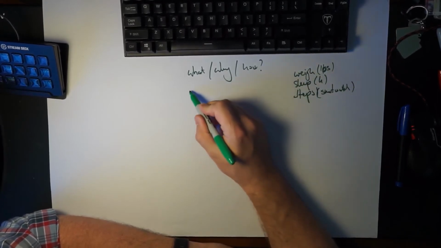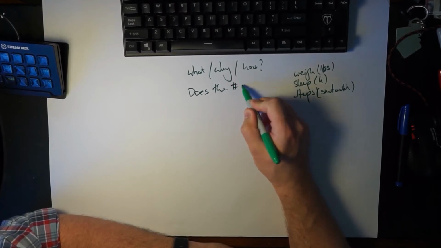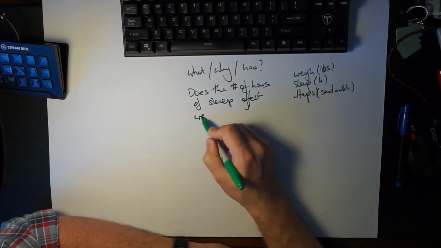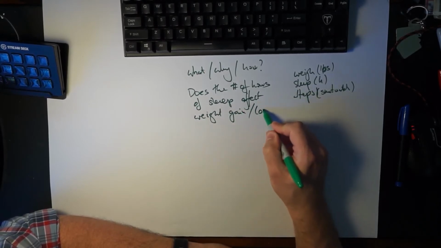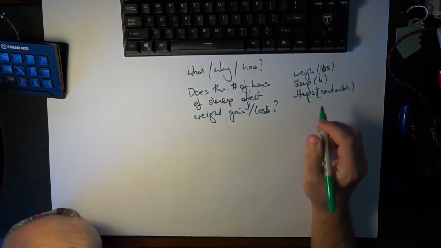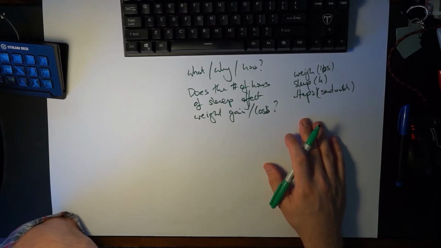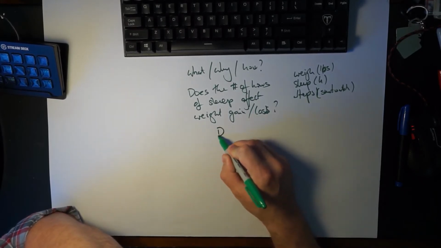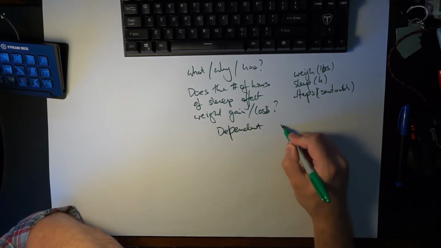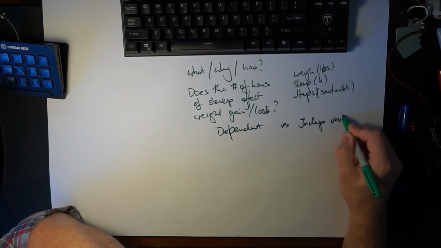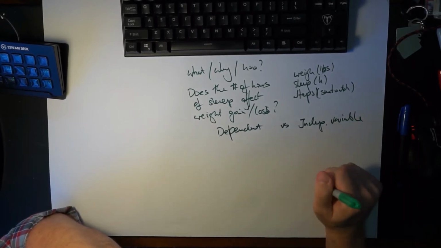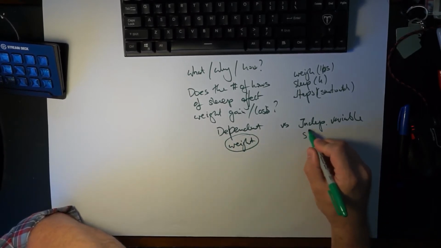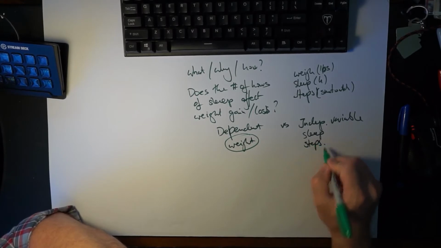So, questions. Does the number of hours of sleep affect weight gain or loss? How's that for a research question? If I sleep a lot, I should be losing weight. So the question is, what is the dependent versus the independent variable? Well, the dependent variable is weight. This is what I'm interested in. What are the independent variables? Well, sleep and steps.